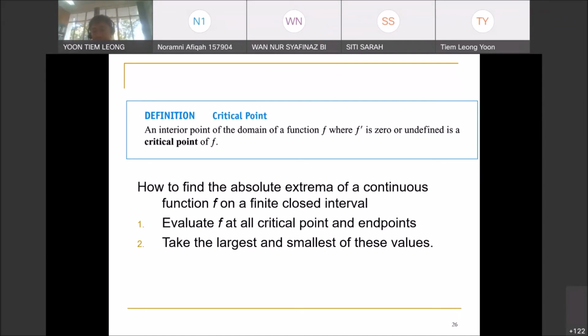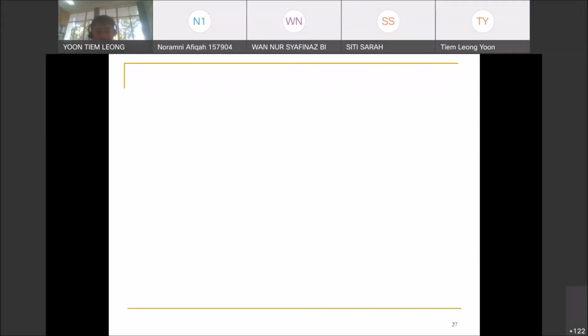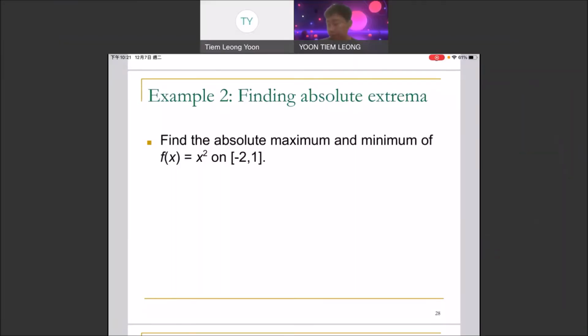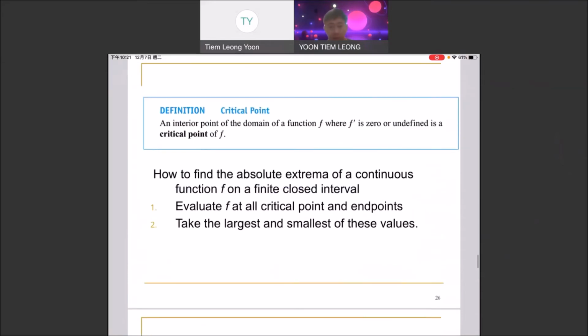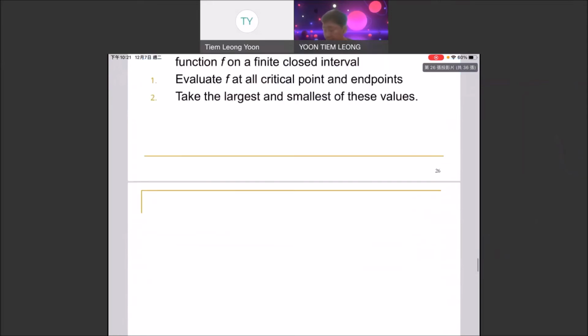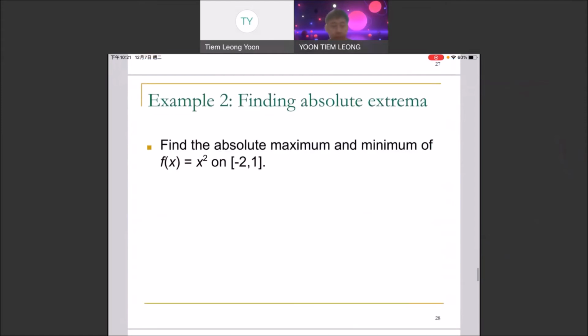So either way, if a function has zero derivative, or if a function has a derivative which is not defined at a point, then we call that a critical point. So the applications of the procedure to calculate the absolute values of the extremums, we illustrate it with an example too.